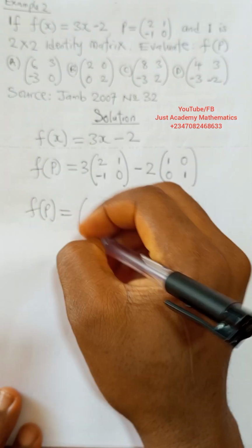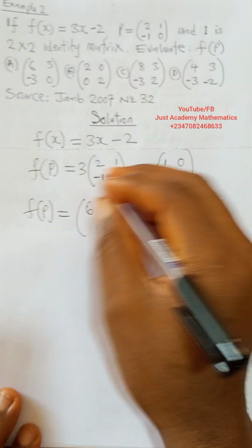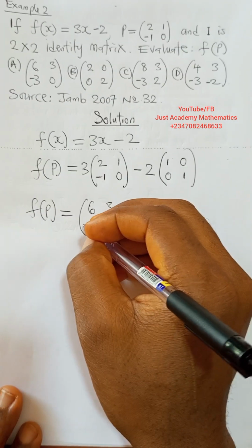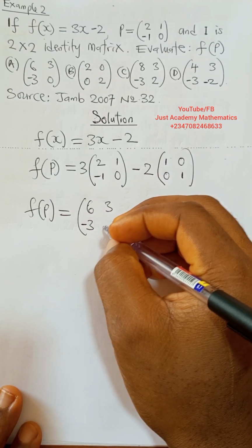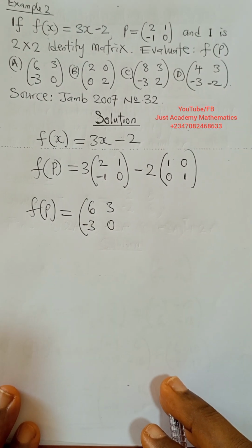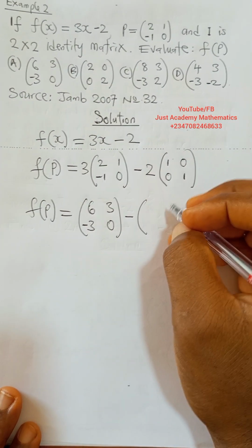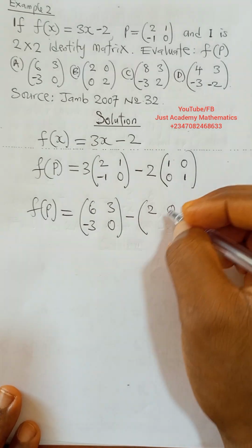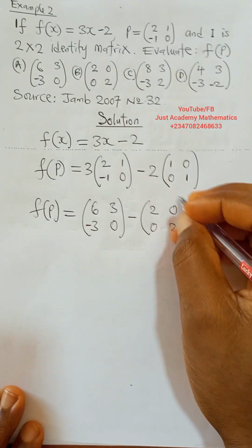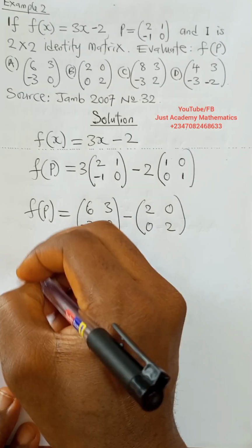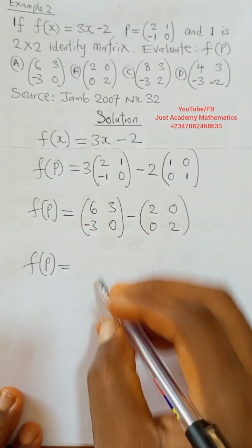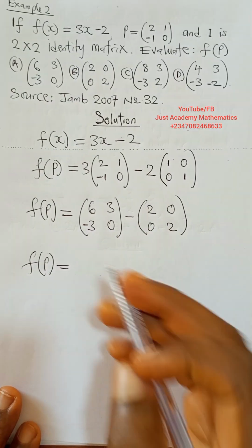3 times 2 will give me what? 6. 3 times 1, 3. 3 times minus 1, minus 3. 3 times 0, 0. Then what do we have? Minus 2 times 1, 2. 2 times 0, 0. 2 times 0, 0. 2 times 1, 2.